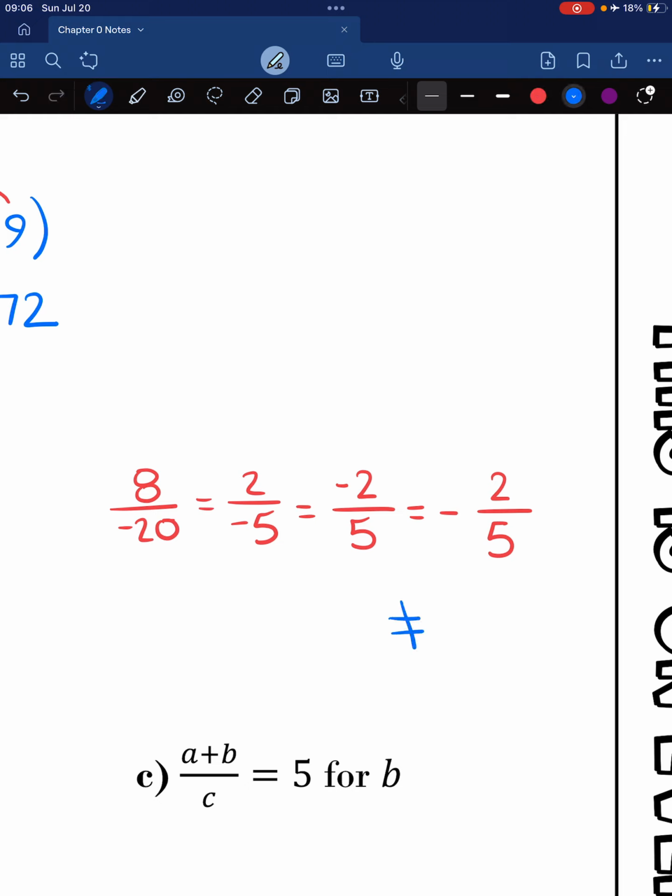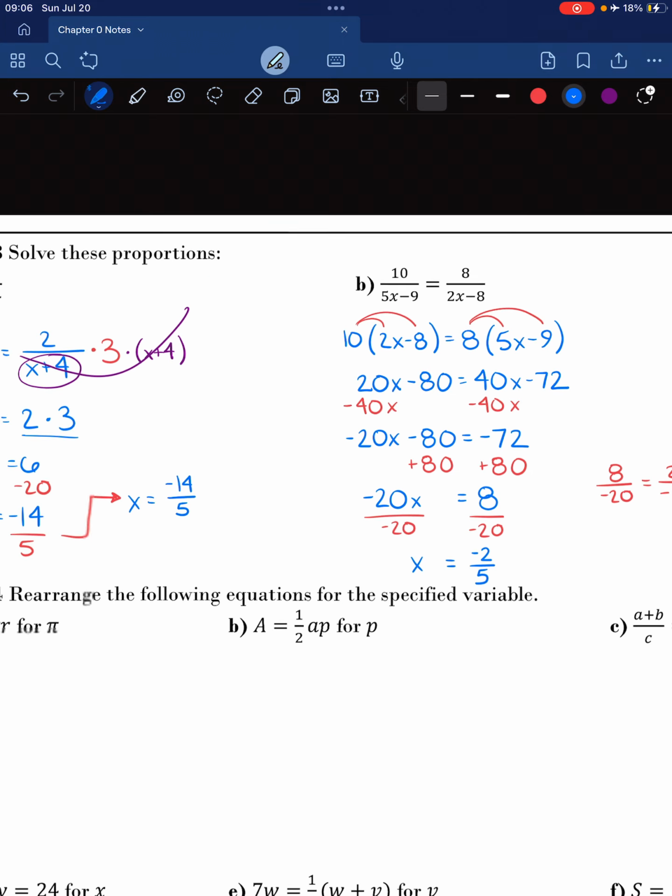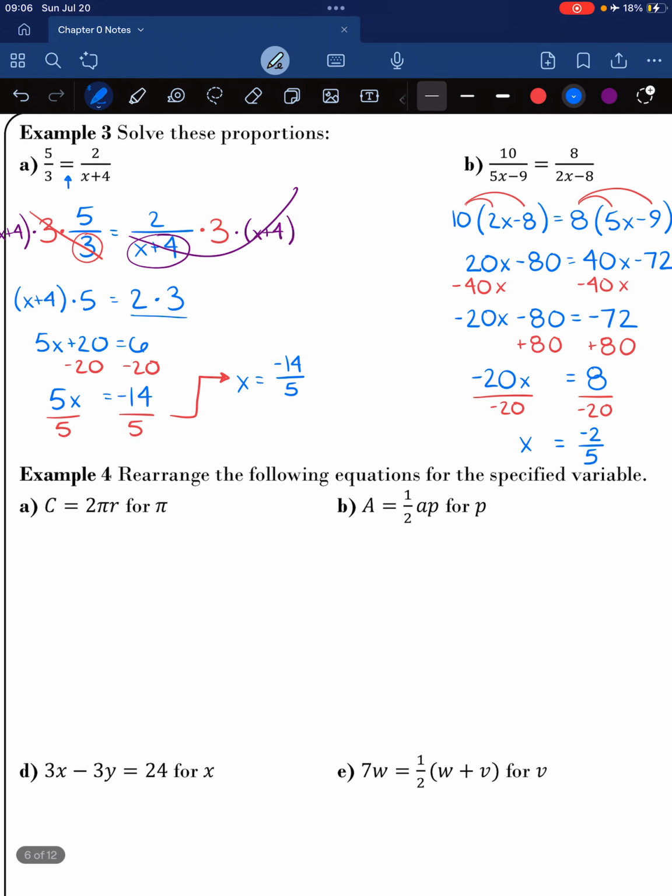What is absolutely not correct, we cannot write a negative in the top and a negative in the bottom, right? Because a negative divided by a negative would simplify to positive 2/5. So I can't create an extra negative, but I can move that negative wherever I want to. So just kind of a nice little side note.